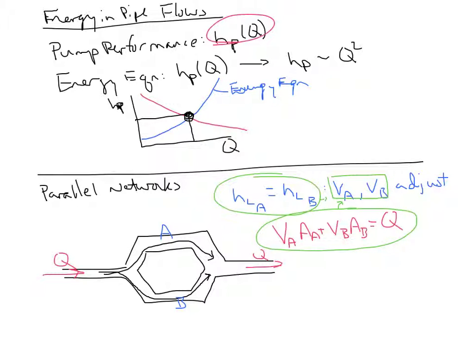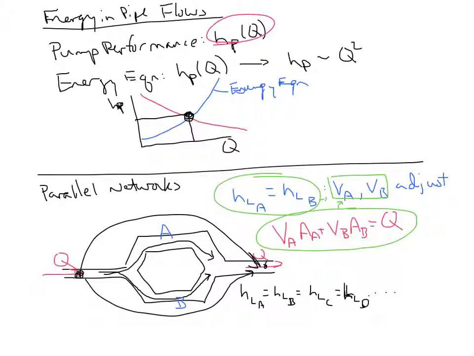If there were more than two branches, essentially the relationship becomes that head loss along each branch has to be the same. So if you have more, it'd be head loss along A equals head loss along B, head loss along C, head loss along D, etc., etc. So every branch has to have the same head loss, and that's because the energy loss going from upstream to downstream has to be independent of the path taken, since the pressure drop or the elevation drop is the same.